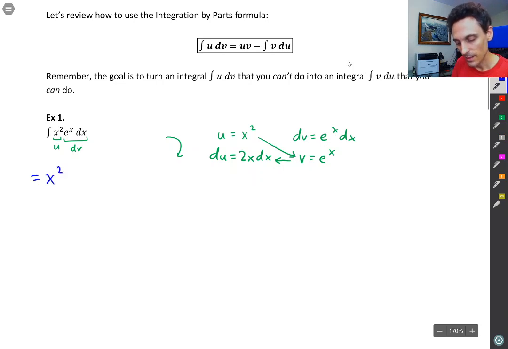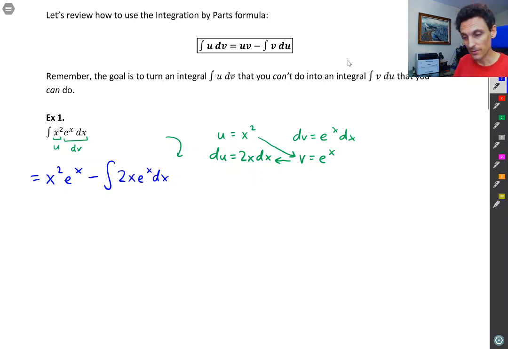So here's uv, x squared e to the x, and we have minus the integral of v du. I'm shuffling around a couple of the factors there. I put the dx at the end just to make it look nicer. Now this new integral, we can again use integration by parts on. Notice that we've gone from an x squared down to an x. So maybe if we take one more integration by parts step, then we can bring this x down to just 1, or the 2x down to a 2.